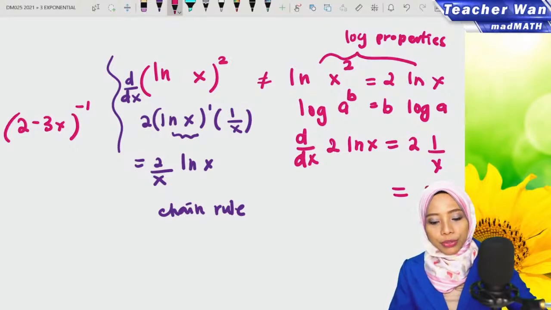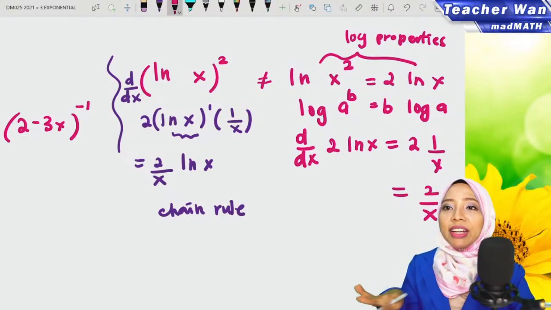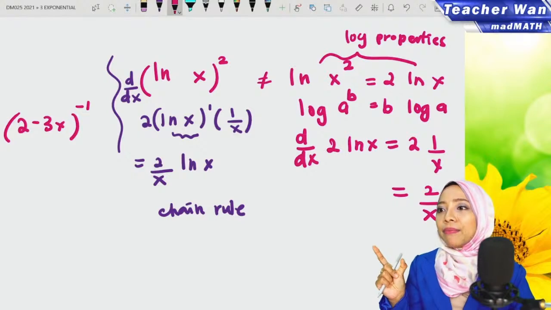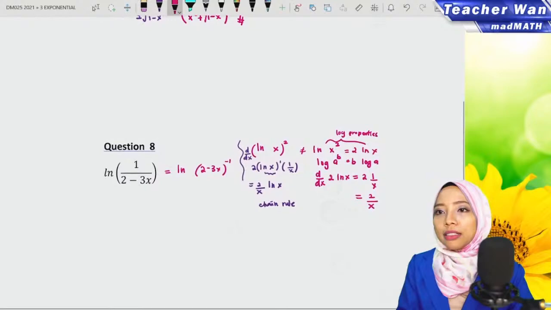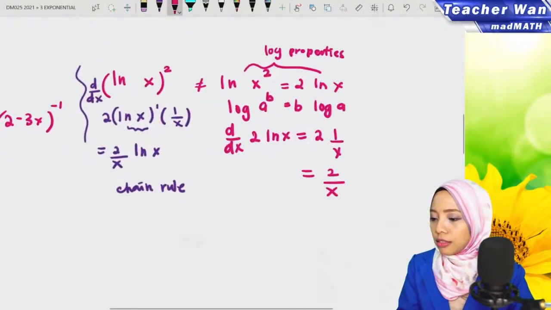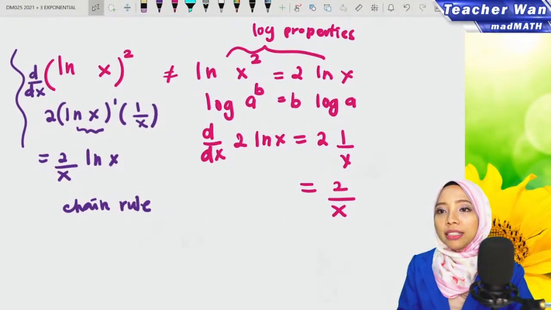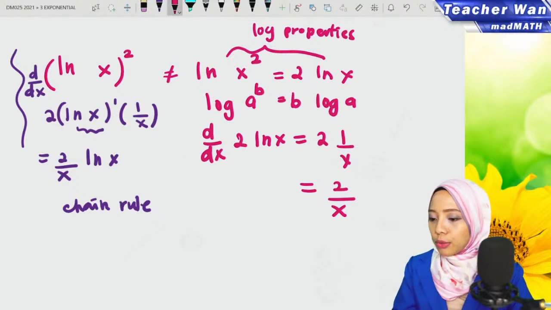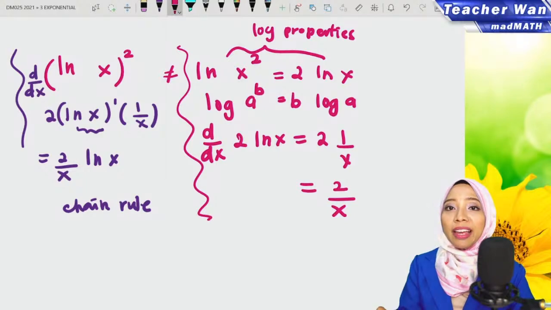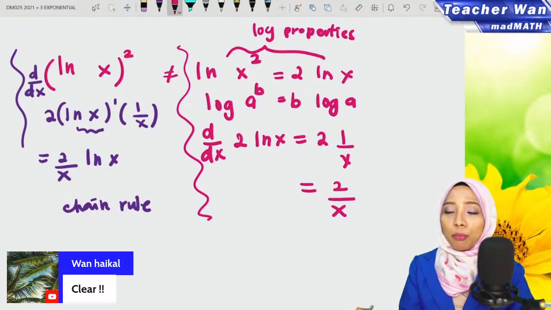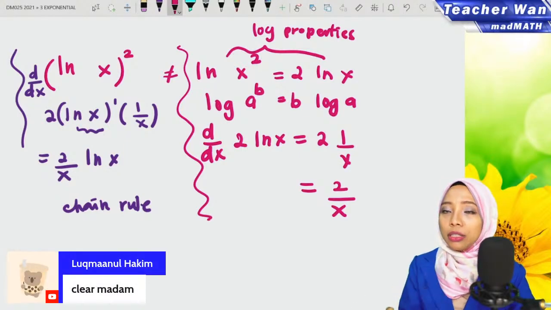Okay, can we proceed? Okay tak? This one clear? Very clear or clear sikit-sikit je? Okay, madam tarik sini sikit. So far ini clear tak? These two examples are not equivalent. They are all not the same. Ini different case. Sebut macam sama but then the bracket makes a lot of difference. This one dalam bracket is chain rule. This one using log properties. Then only when you are ready, then only you differentiate.